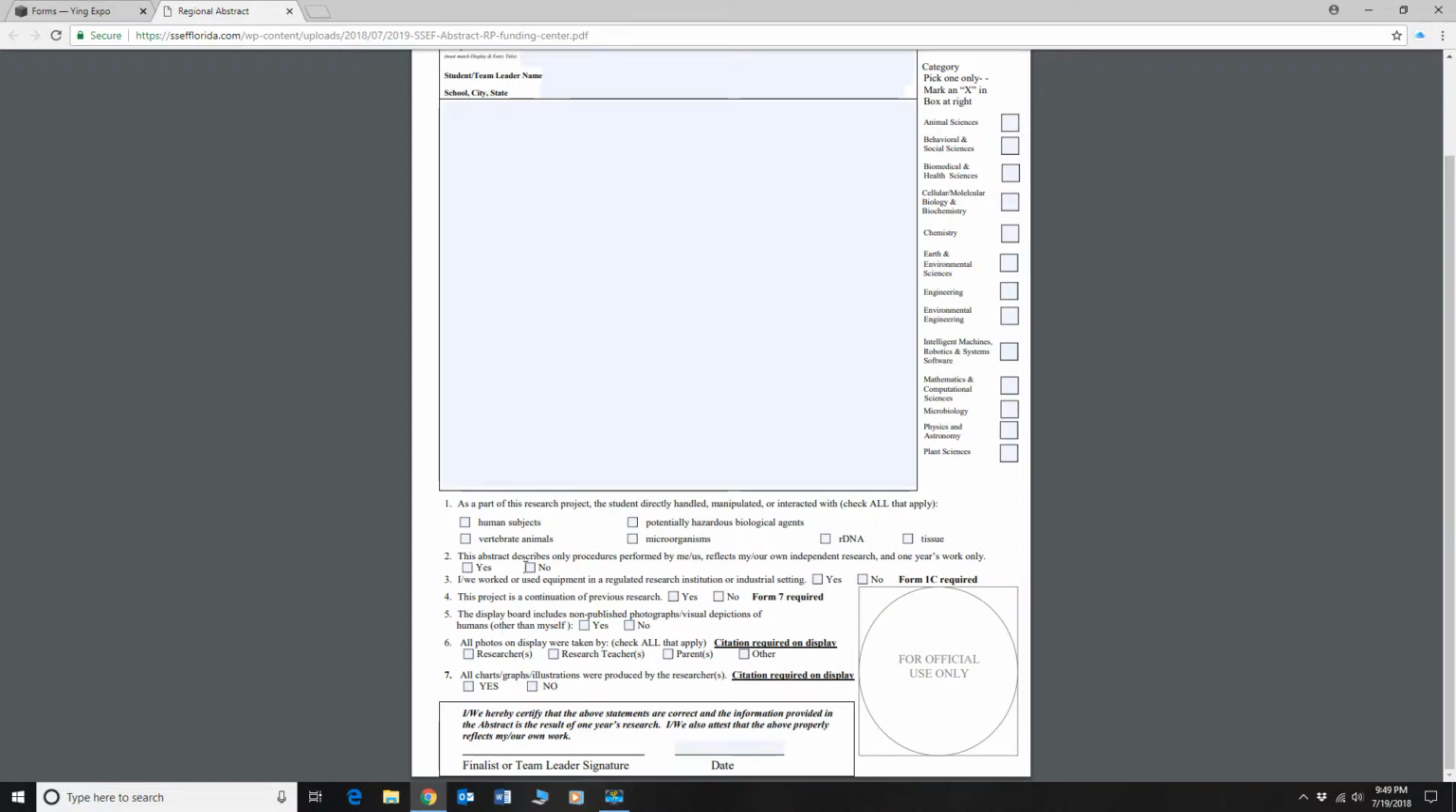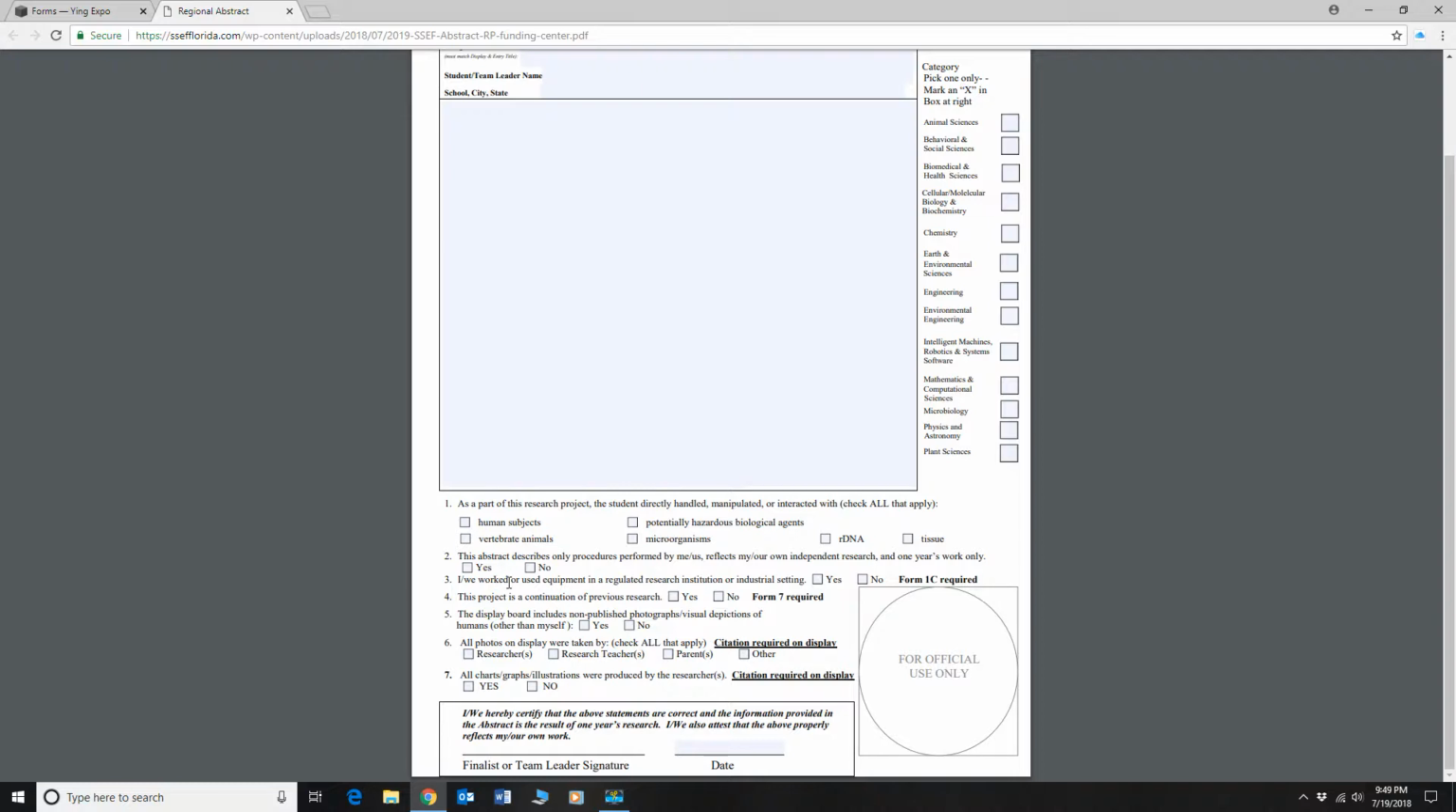Number 2 is asking if the abstract describes only procedures performed by the student or the student team and reflects their independent research for this year. That should be a yes. If it's a no, then someone's got to explain something, because that should be a yes answer.